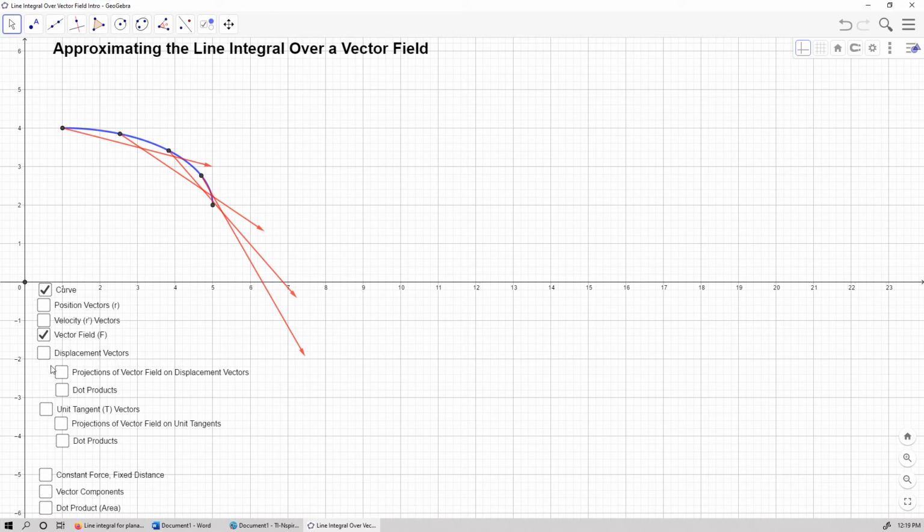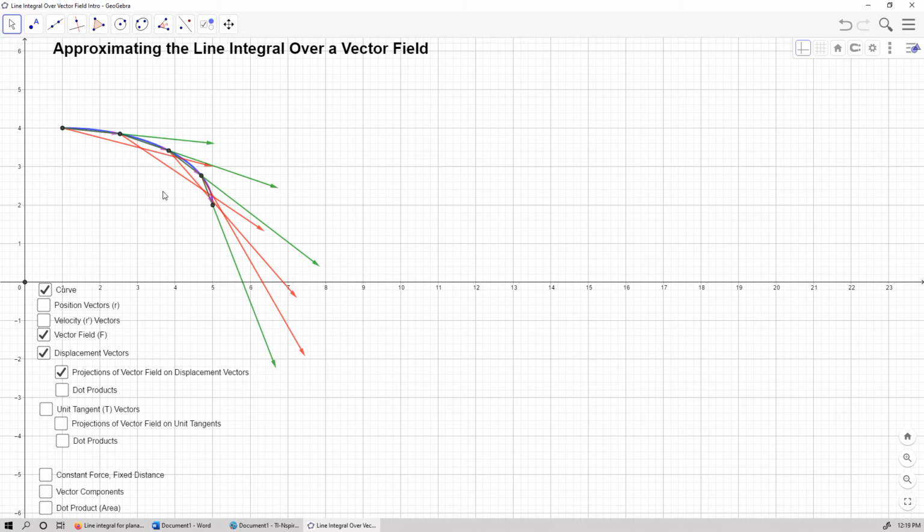Okay, so here are displacement vectors. So what we want to do is the dot product of all these things, the dot product of the displacement vectors and the force vectors. Now, one way to see that is by projecting the vector field, which in this case are force vectors, so that we resolve it into components in the direction of the displacement vector and then perpendicular to that.